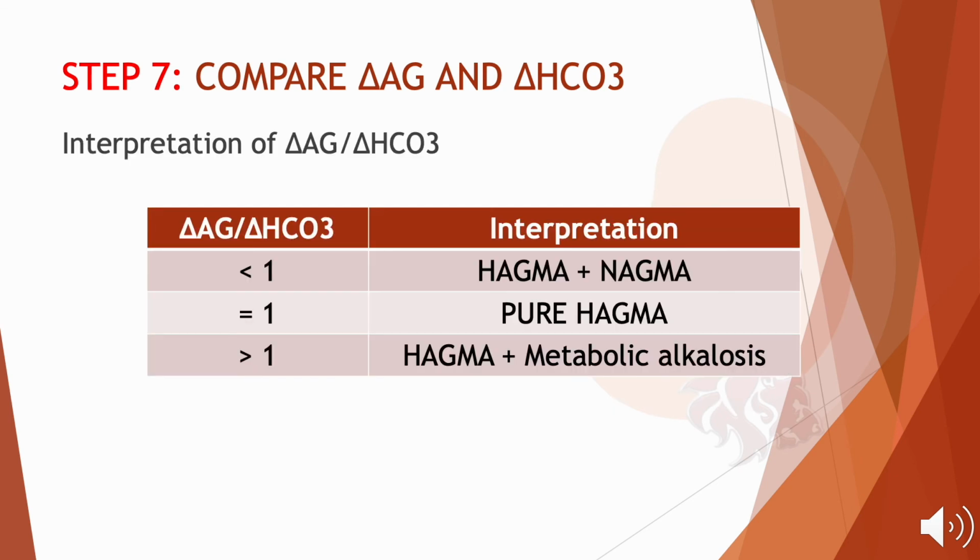Here's how we interpret the delta ratio. If the ratio is less than 1, there is high anion gap metabolic acidosis concomitant with non-anion gap metabolic acidosis. If it is equal to 1, then it is pure high anion gap metabolic acidosis. But if it is greater than 1, then high anion gap metabolic acidosis is present concomitant with a metabolic alkalosis.